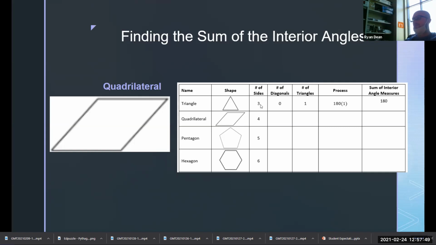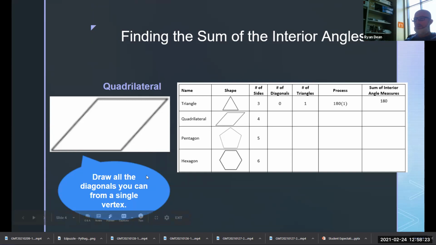The triangle has three sides. And it has no diagonals because we can't connect any of the vertices together because all of the vertices are consecutive, which means that they're just right next to each other. Okay, so with the triangle, we have no diagonals. We end up with one triangle. Triangle is 180 degrees.